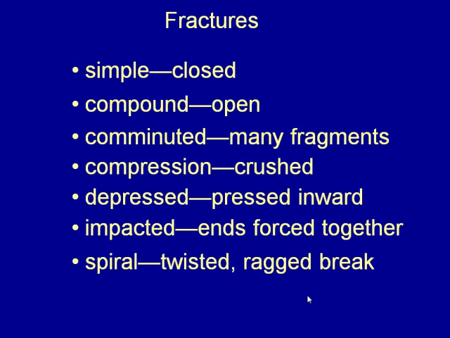A spiral fracture is a twisted fracture. You have ragged breaks. This usually occurs when an arm or a leg is twisted pretty abruptly. Spiral fractures in children are sort of a red flag for child abuse.